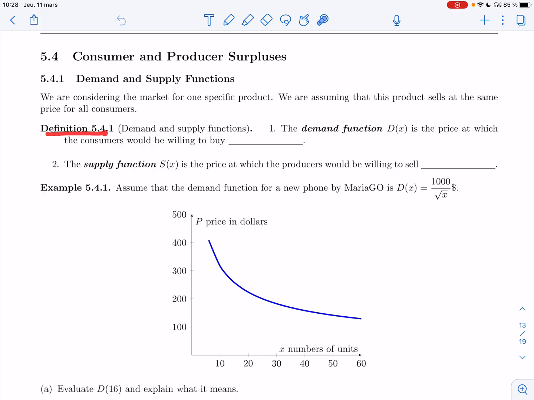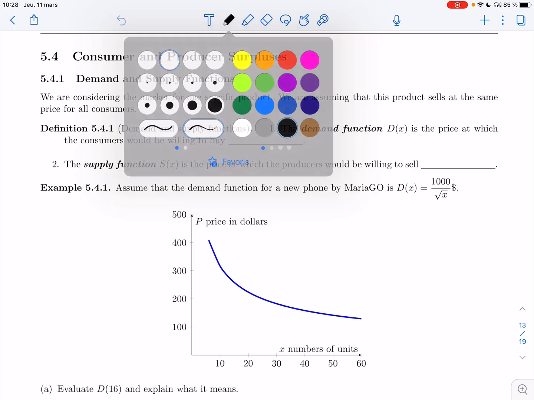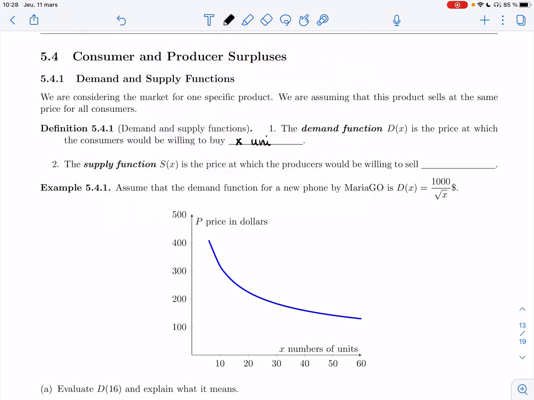All right, so first, definition 5.4.1, the demand and supply function. The demand function d of x is the price at which the consumers would be willing to buy x units of our products. So the x that you plug into the function is the number of units you're trying to sell, and what comes out is the price in dollars, in millions of dollars, in thousands of dollars, depending on how the problem's set up. So the supply function, S of x, is the price at which the producers would be willing to sell x units.